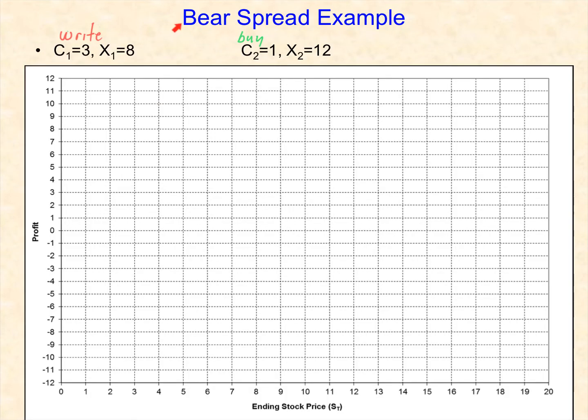Let's look at a bear spread example. Here we're going to write the first call. It has a premium of 3 and an exercise price of 8. We're going to buy the second call with a premium of 1 and an exercise price of 12. So if we write an option with a premium of 3, we will collect that $3 premium, and we'll do so at any stock price less than $8.